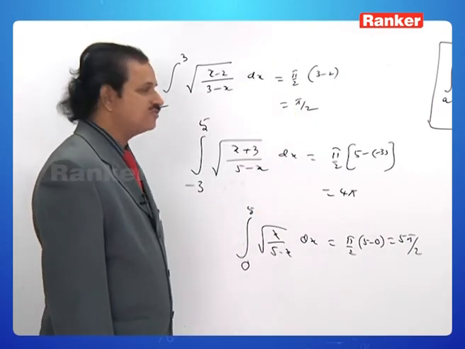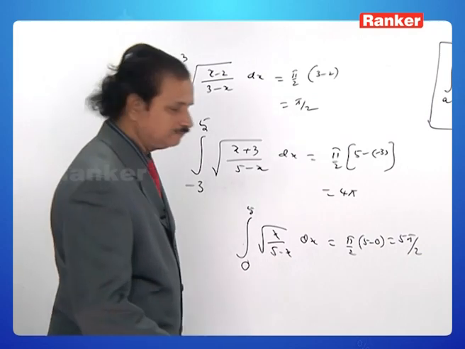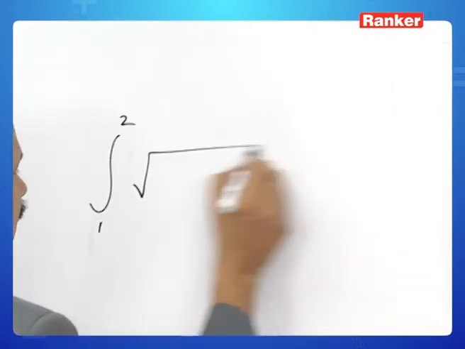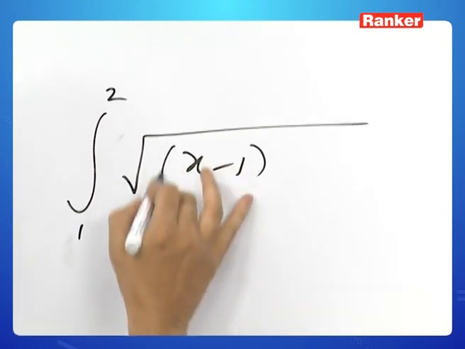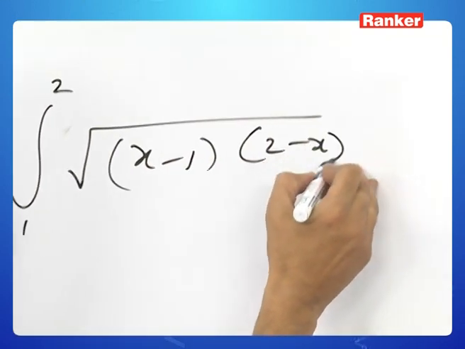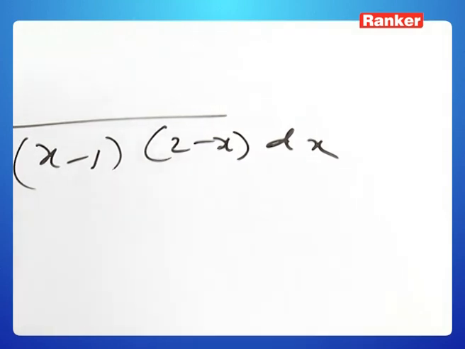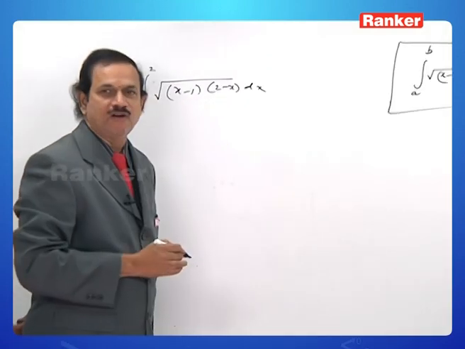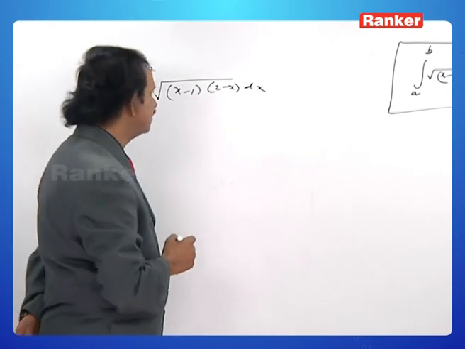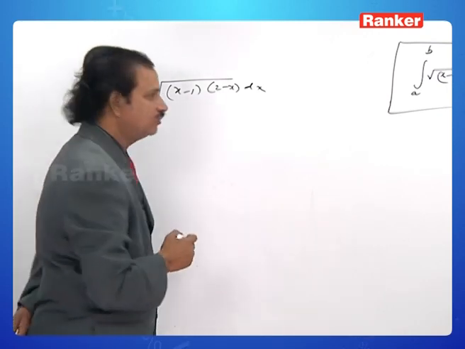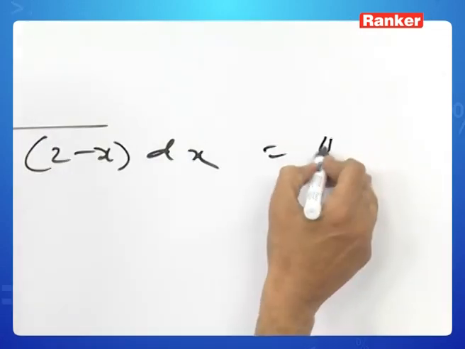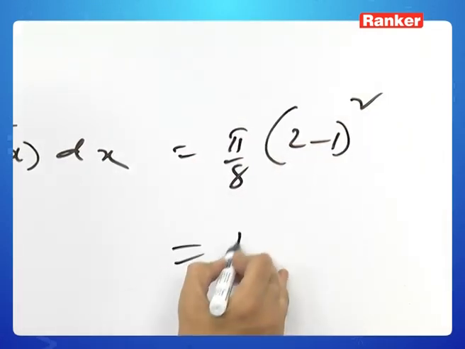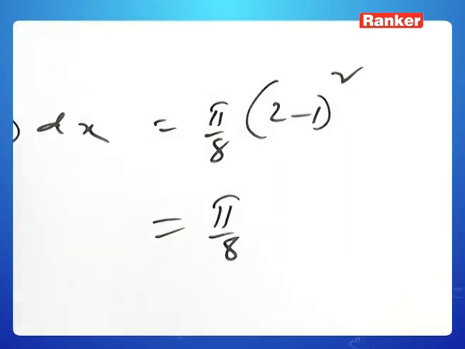Let us now concentrate on another formula. Well, the integral from 1 to 2 of square root of (x minus 1) into (2 minus x). Answer please. It is very clear to observe that it is in the standard form. In the place of a, we have 1. In the place of b, we have 2. So the answer is pi by 8 into (b minus a) whole square. Hence the answer is pi by 8.